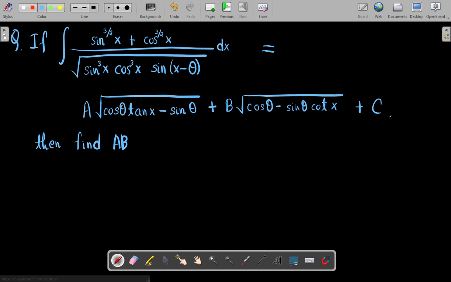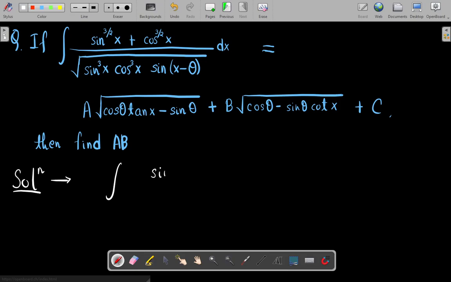We are given that this integral is equal to a constant A times the square root of (cos θ tan x − sin θ) plus another constant B times the square root of (cos θ − sin θ cot x) plus the constant of integration C, and we are asked to find the product AB. So we need to solve this integral. It looks very clumsy and very difficult at the beginning. So let us start.